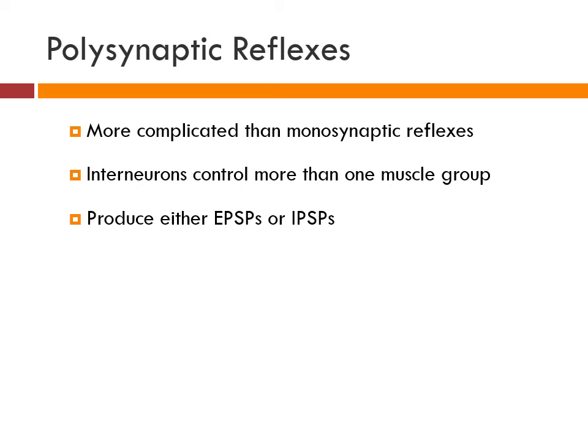Polysynaptic reflexes utilize more than one synapse, so they're more complicated than that monosynaptic reflex. They involve interneurons, and they often control more than one muscle group. They produce either excitatory postsynaptic potentials or inhibitory postsynaptic potentials, which means they can either facilitate something that's happening through excitatory postsynaptic potentials, or they can inhibit it.